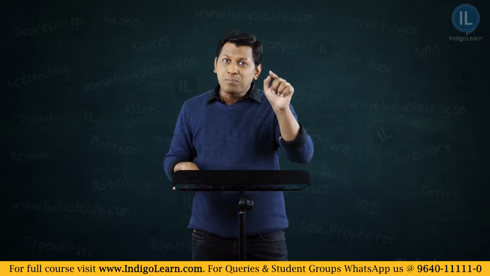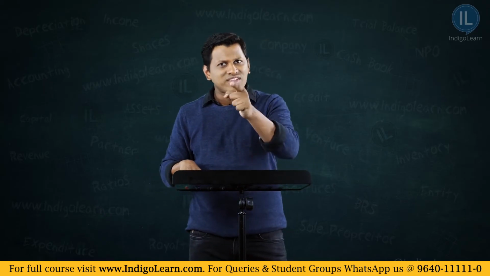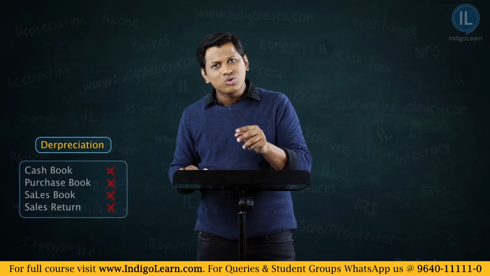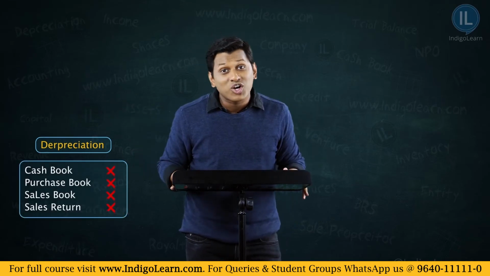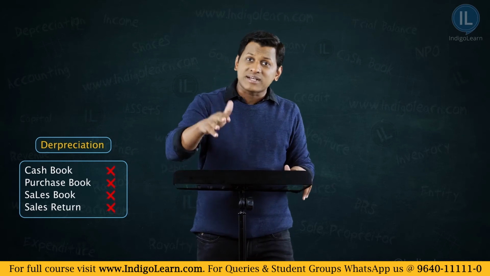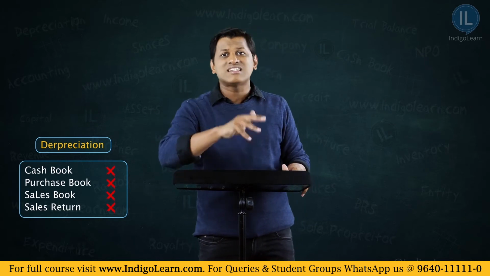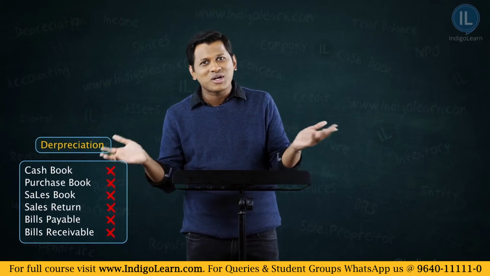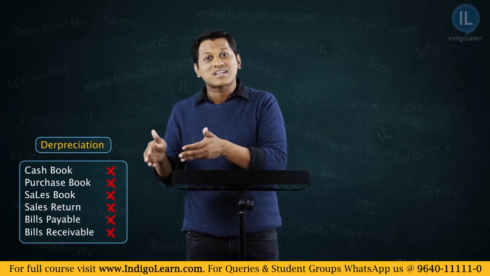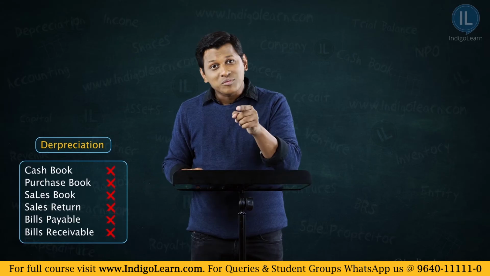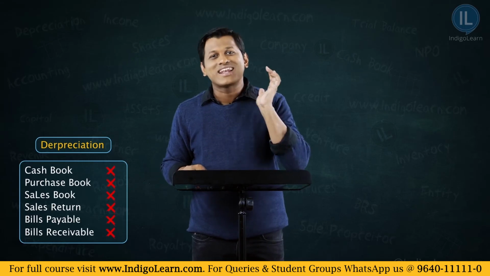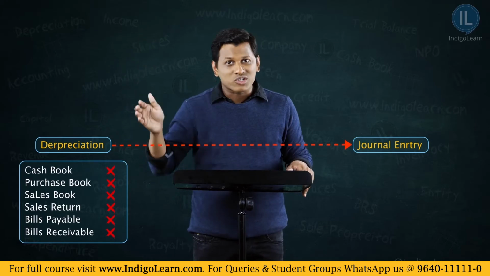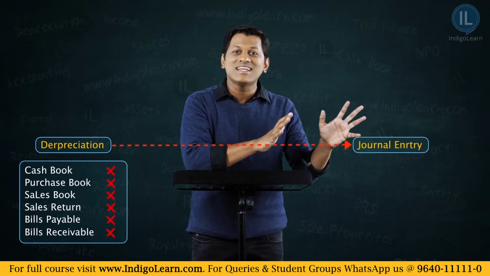Now, if there is depreciation, concentrate carefully. If there is depreciation, what is the entry? Will that go into the cash book? No, depreciation will not go into the cash book. Will it go into purchases, sales, purchase returns, sales returns, bills receivable, bills payable, any of these? No, you can't route depreciation through any of these accounts. That is why for depreciation you have to pass a journal entry. So wherever you can't write anything in the 7 books, that is when you will talk about passing a journal entry.